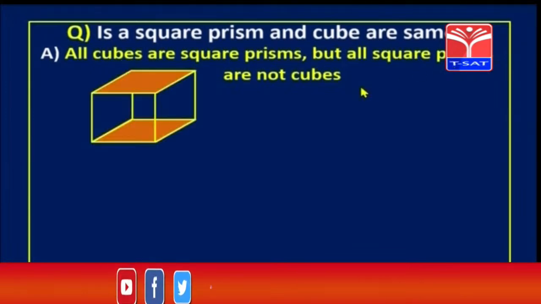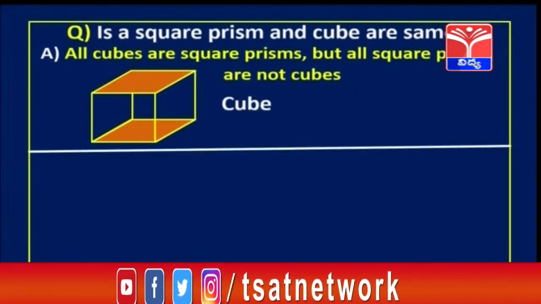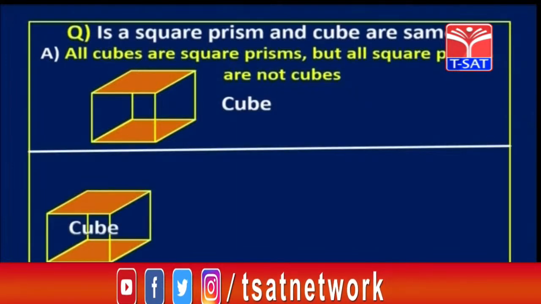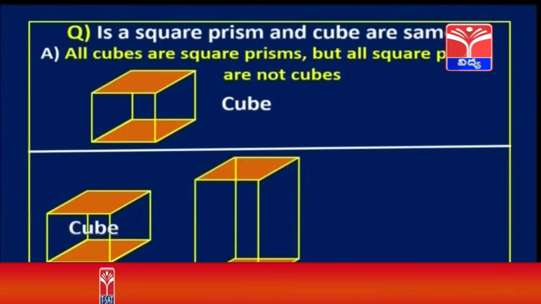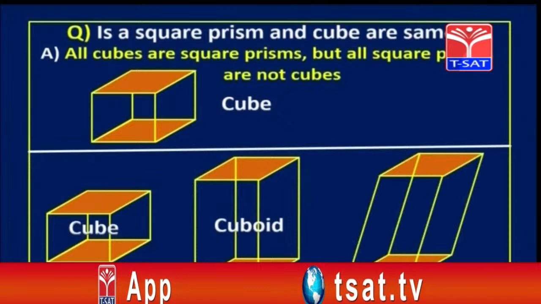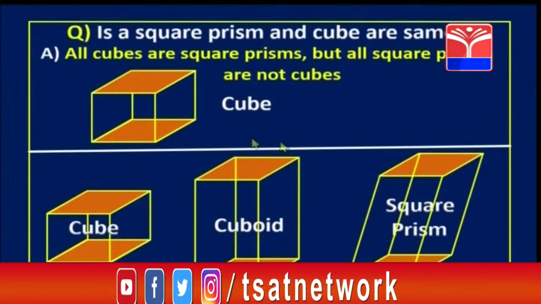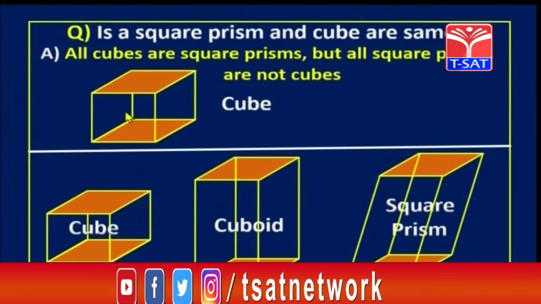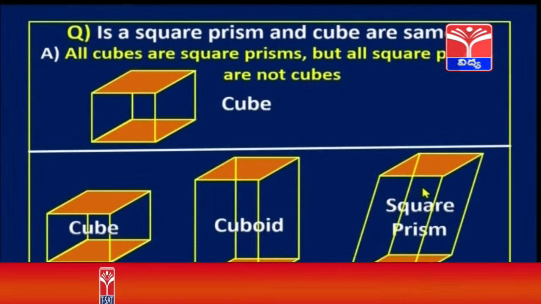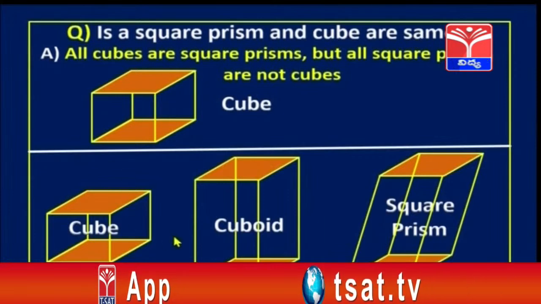Let us understand. Children, this is a cube. Now, what I am doing? I am taking square prisms. This is a square prism, which is a cube. This is a square prism, which is a cuboid. This is a square prism, which is neither a cube nor a cuboid. Just we are calling it a square prism. Children, what is the question here? Is a square prism and a cube the same? Now, these two are the same, children, but these two are different. So, from this, what we can conclude, children? All cubes are square prisms, but all square prisms are not cubes.